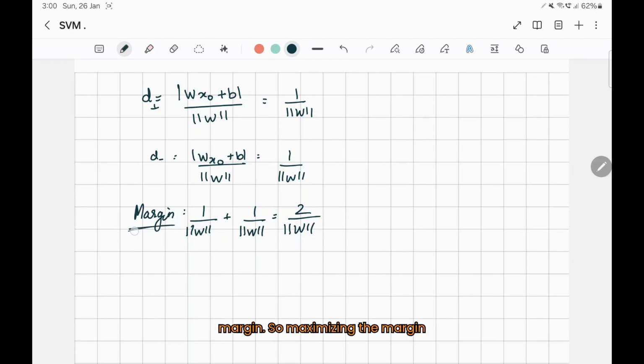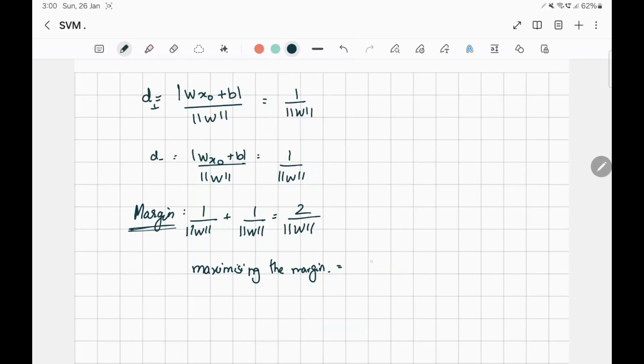So we want to maximize the margin. So maximizing the margin is our goal. But that is the same as minimizing this, right? क्योंकि इमेजिन करो कि अगर ये बहुत छोटा होगा तो ये एनीवे मार्जिन बढ़ने वाली है.